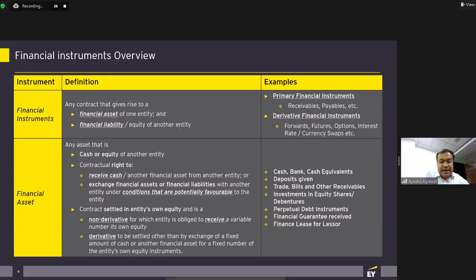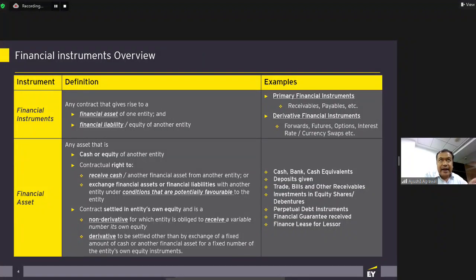Then a financial asset is a contractual right to receive cash or another financial asset from the counterparty. Very important, contractual right to receive cash. That is a financial asset. So just taking 2-3 examples. A debtor is always a contractual right to receive cash, or a loan given to another company. It's again a contractual right to receive cash. So it's a financial asset.